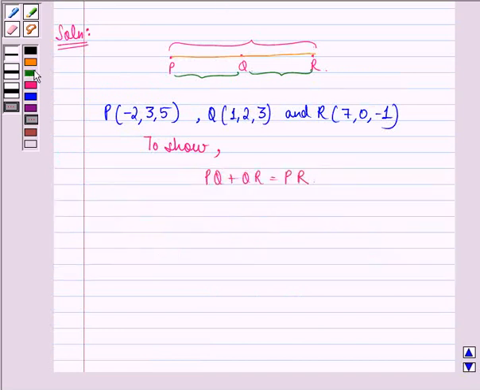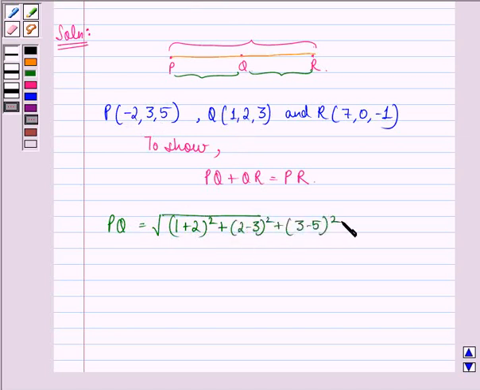So we see that PQ, that is distance between the point P and Q, is given by square root of 1 minus minus 2 is 1 plus 2, so 1 plus 2 the whole square plus 2 minus 3 the whole square plus 3 minus 5 the whole square. This is equal to square root of, now 1 plus 2 is 3, so square of 3 is 9, plus 2 minus 3 is minus 1 and square of minus 1 is 1, plus 3 minus 5 is minus 2 and square of minus 2 is 4. So this is equal to square root of 14.